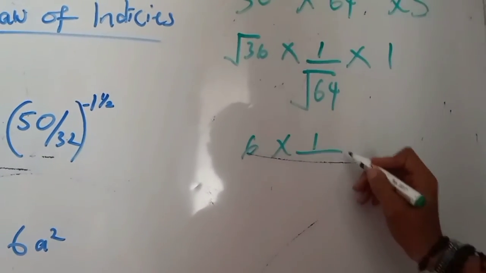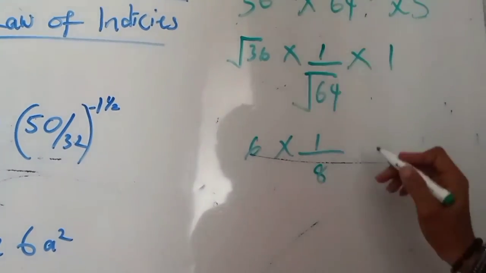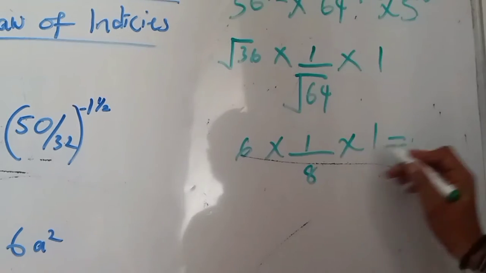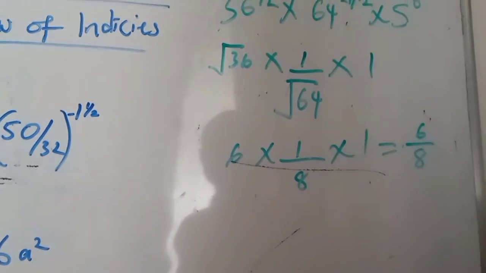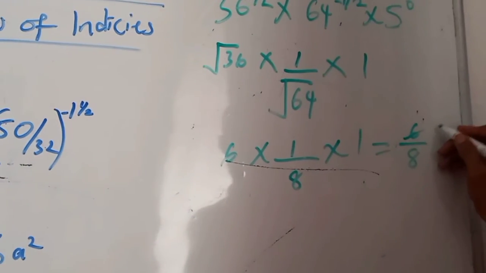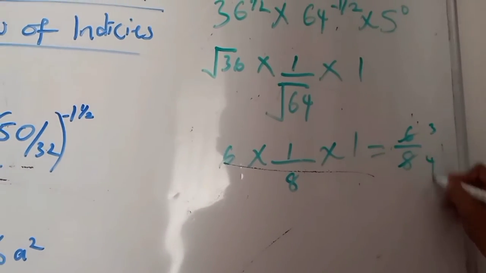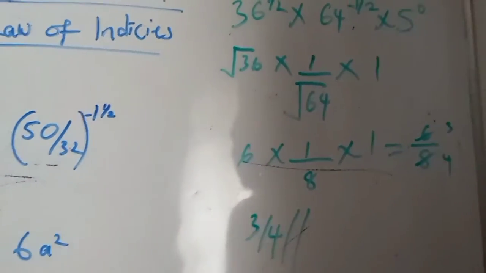6 times 1 over the square root of 4, which is 8, times 1. So 6 times 1 is 6 over 8. A number can divide: 2 can divide 6 three times, and 2 divides 8 four times. It means 3 over 4 is my final answer.